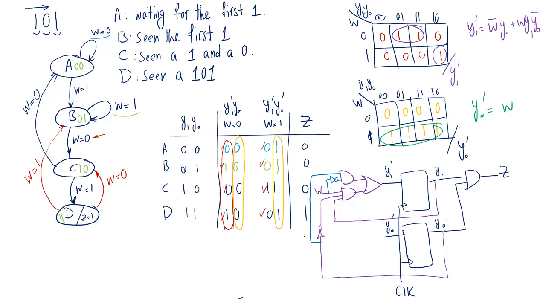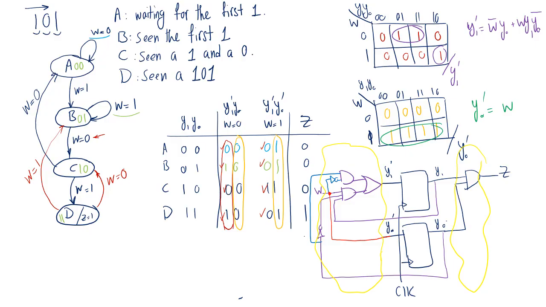Now for Y0 prime, it is simply W. So let's use red. So W could be connected to Y0 prime. Okay, so this is my circuit, and if you think about it, it has the shape that we thought it was going to have. Remember we said I'm going to have a combinational circuit, another combinational circuit, and then the array of flip-flops in the middle.